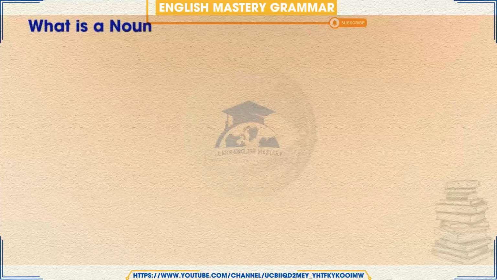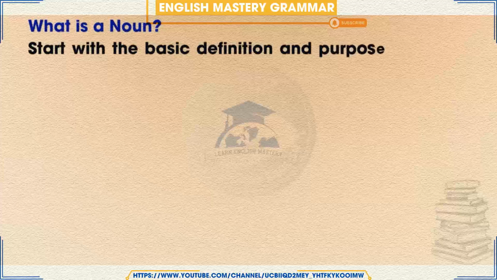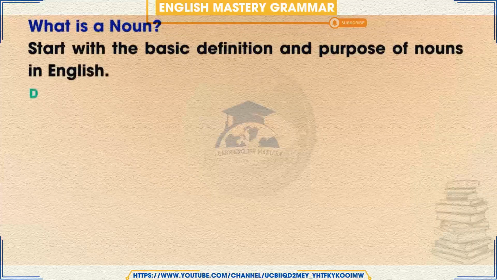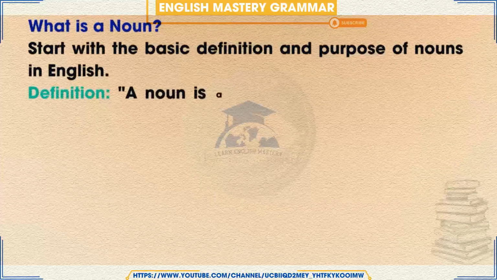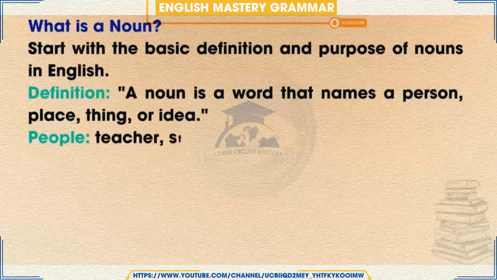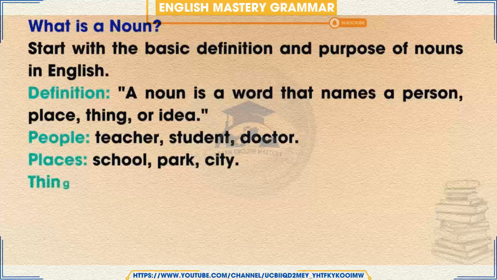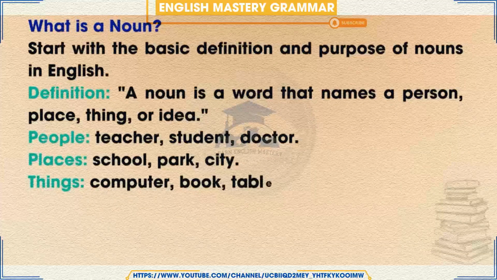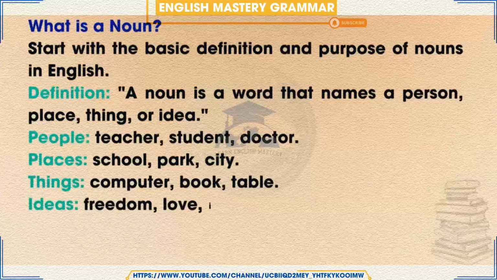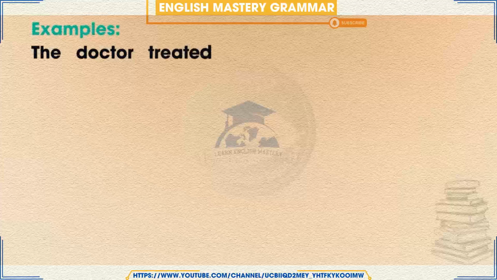1. What is a noun? Start with the basic definition and purpose of nouns in English. Definition: a noun is a word that names a person, place, thing, or idea. People: teacher, student, doctor. Places: school, park, city. Things: computer, book, table. Ideas: freedom, love, intelligence. Examples: the doctor treated the patient.